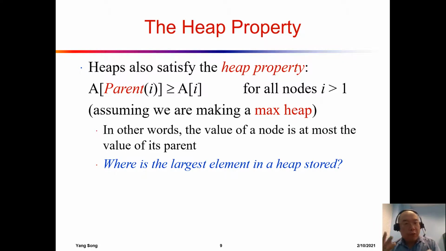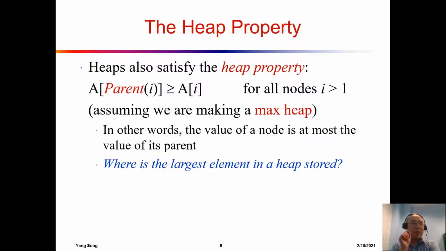And of course, if you want to reverse the rule, enforcing the opposite rule, saying the parent is always smaller than or equal to the child, then you will have a min heap. But anyhow, in this lecture, we only talk about the max heap. So if we can enforce this rule, we are building a max heap. And then my question is: where is the largest value in a heap after the heap is done in the right way? So where is the largest value? Think about that.